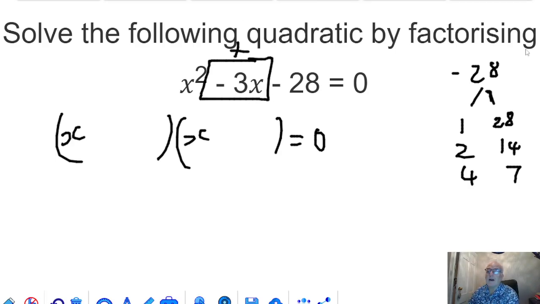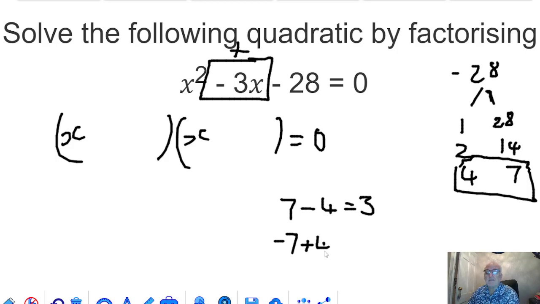It needs to sum or add to -3. Now, the only way I can do that looking at these numbers is, hopefully you're seeing 4 and 7 would be 3 or -3. If I did 7 take away 4 is going to give me 3, minus 7 add 4 is going to give me -3. That's the one I want. So my two values I'm going to use are -7 and +4. So they're going to go into my brackets.